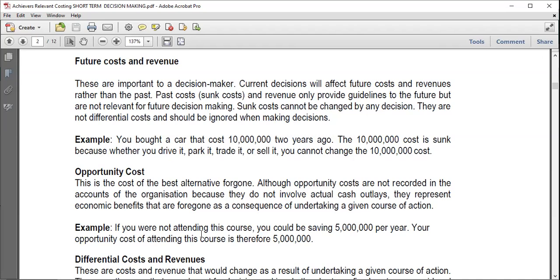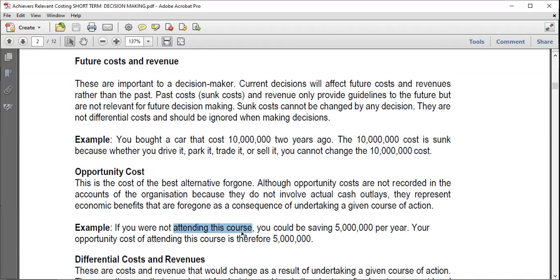So they have also tried to give us an example here around your CPA, that if you are not attending this course, you could be saving maybe 5 million per year. So your opportunity cost for attending this course is therefore 5 million. You get it?